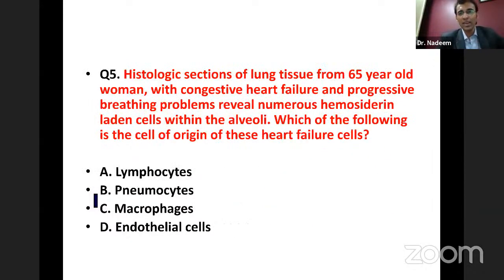Now, next question. Histologic sections of lung tissue from a 65-year-old woman with congestive heart failure and progressive breathing problems reveal numerous hemosiderin-laden cells within the alveoli. Which of the following is the cell of origin of these heart failure cells? So basically, it is mentioned here: heart failure cells. I hope you can have some idea about this question. Very easy question for you people.